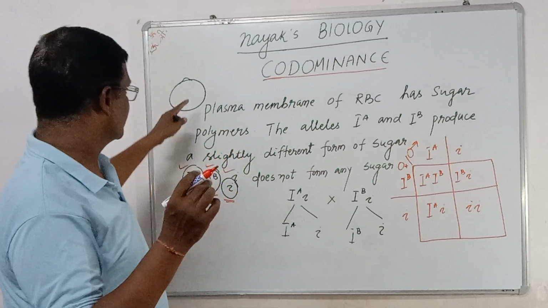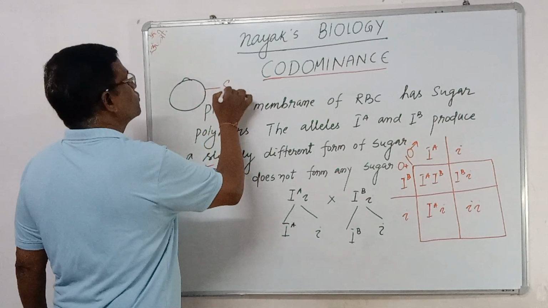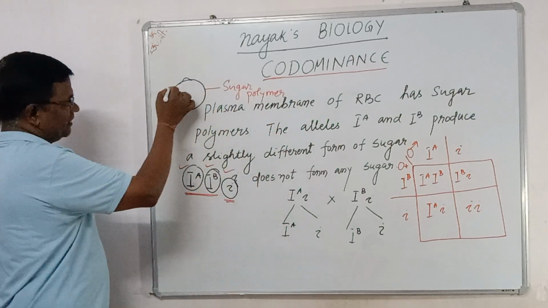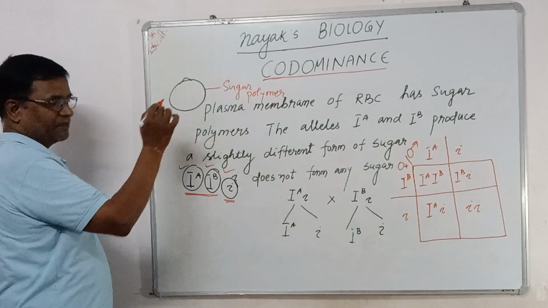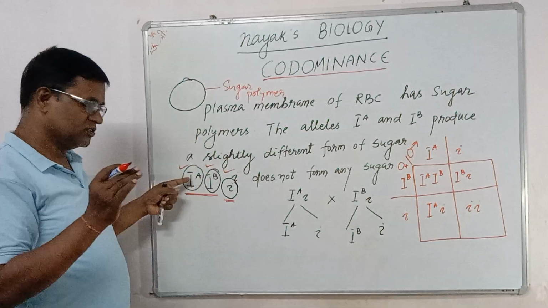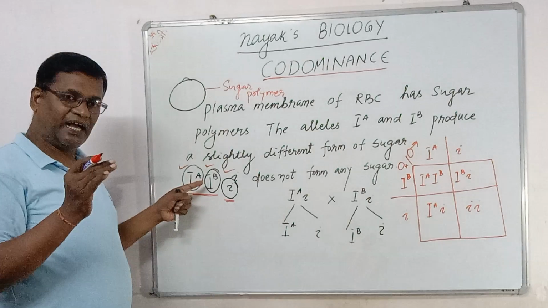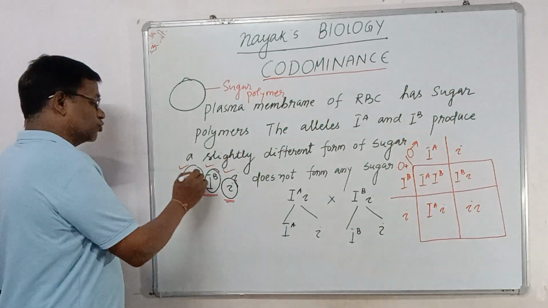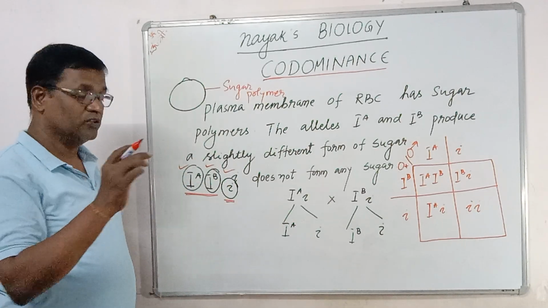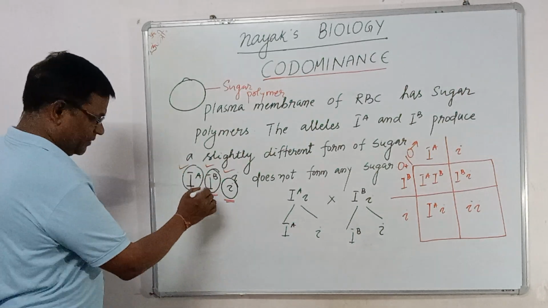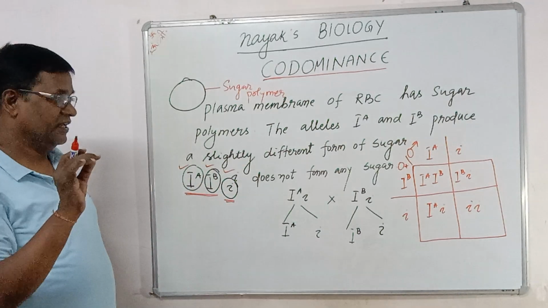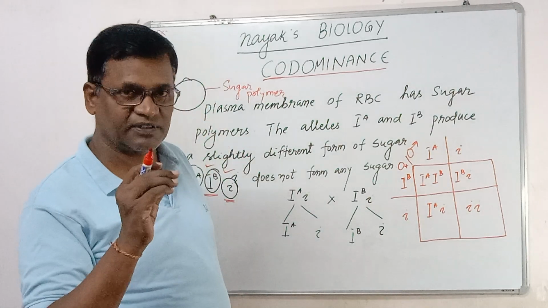When we look at the plasma membrane, which is made up of sugar polymer, it produces different forms of sugars, which are slightly different. The gene IA and gene IB produce slightly different sugars, whereas the small i won't produce any sugar. Are you clear? IA and IB produce different sugars, whereas small i doesn't produce any sugar. Now we will try to understand how this is considered with codominance.